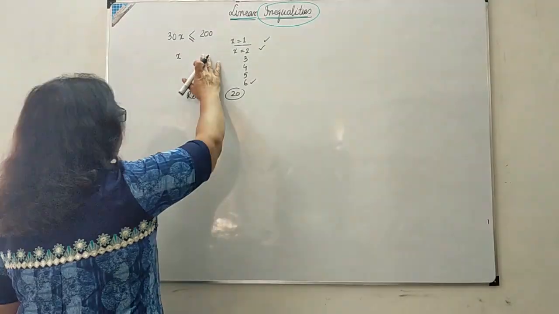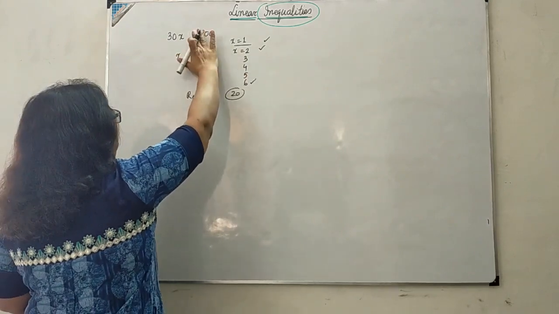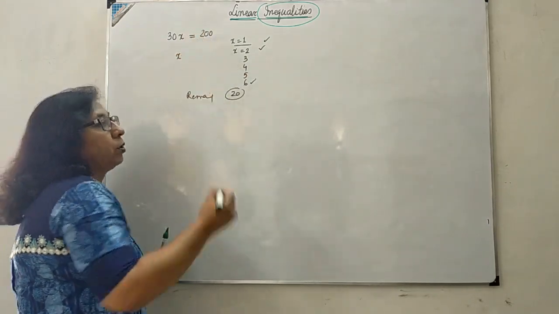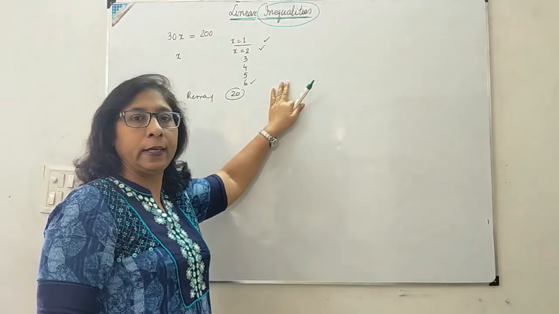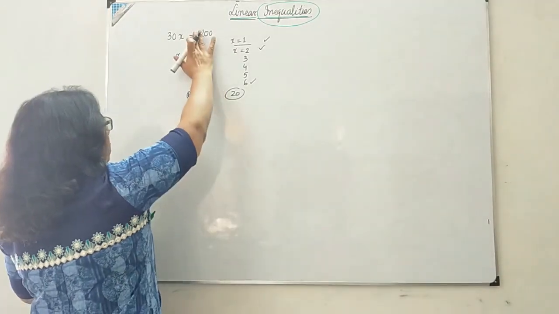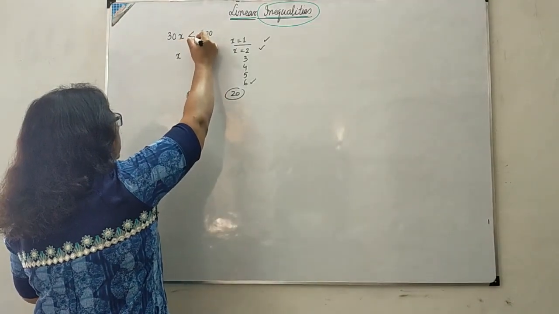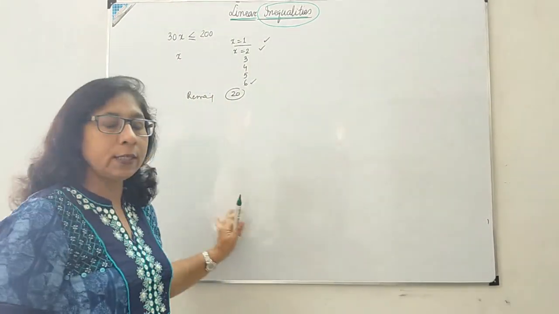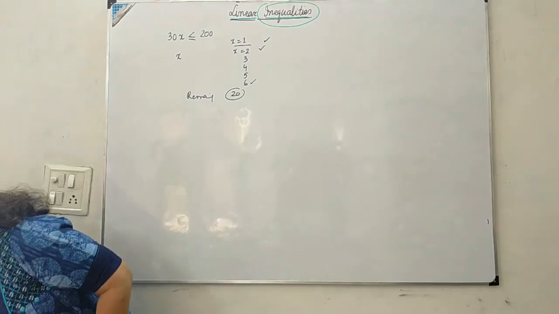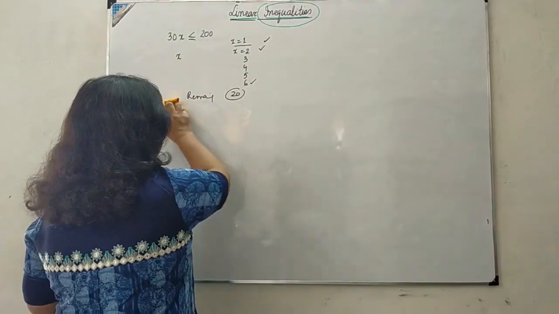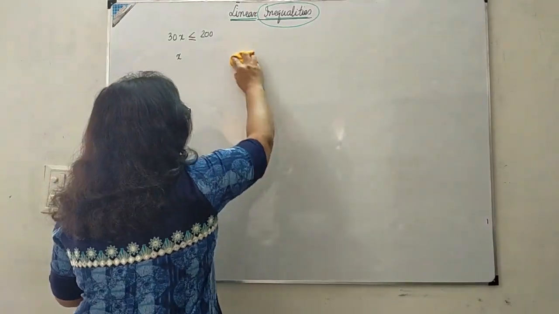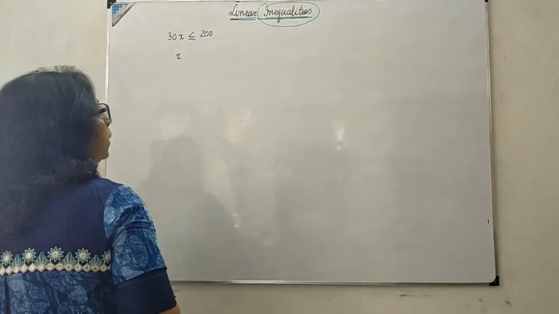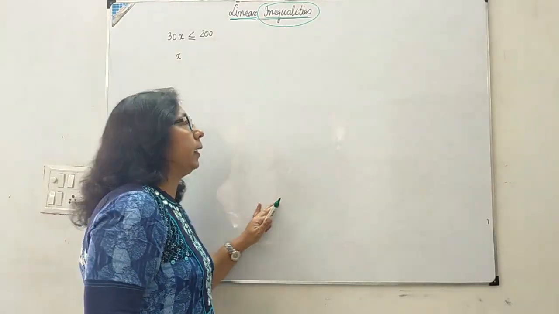So in this type of situation we cannot write 30x equal to 200, because the number of chocolates is a natural number. So you have to spend either less than 200 or equal to 200. In such situations we have to deal with inequalities. So we are studying inequalities here. In our course we have linear inequalities.